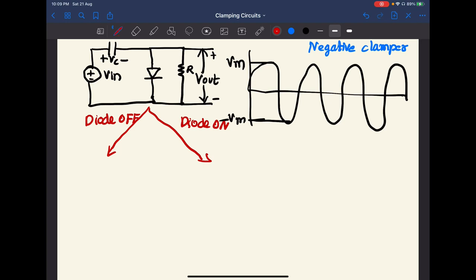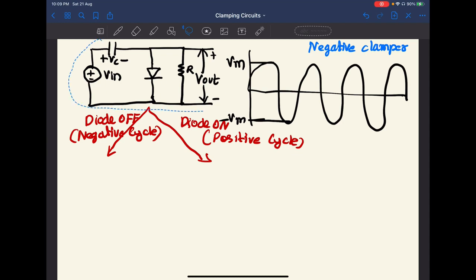Here we can easily say that the diode will be on during the positive cycle. Okay. And the diode will be off during the negative cycle. Okay. Now the next step we usually follow is we need to place the circuit.